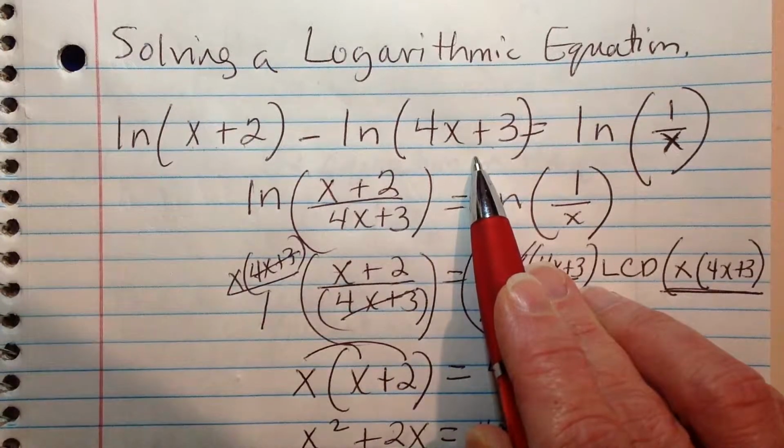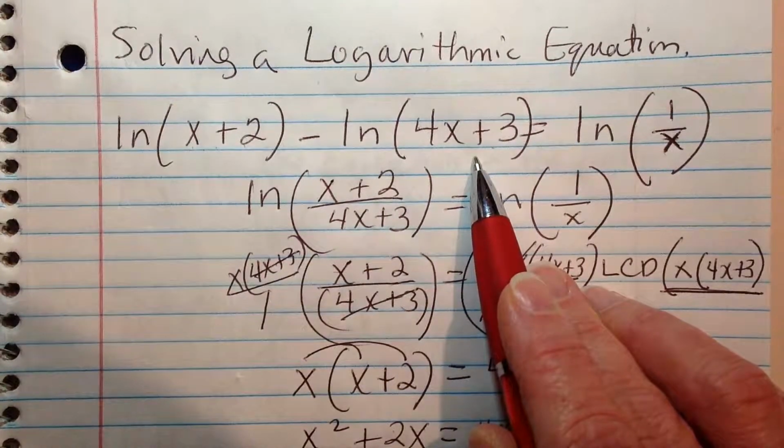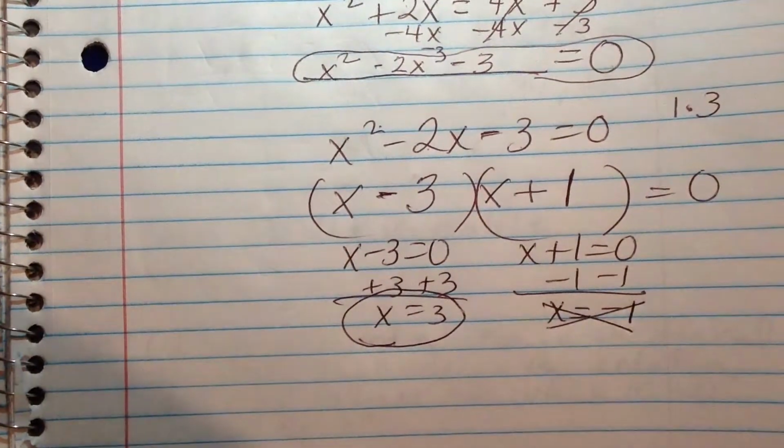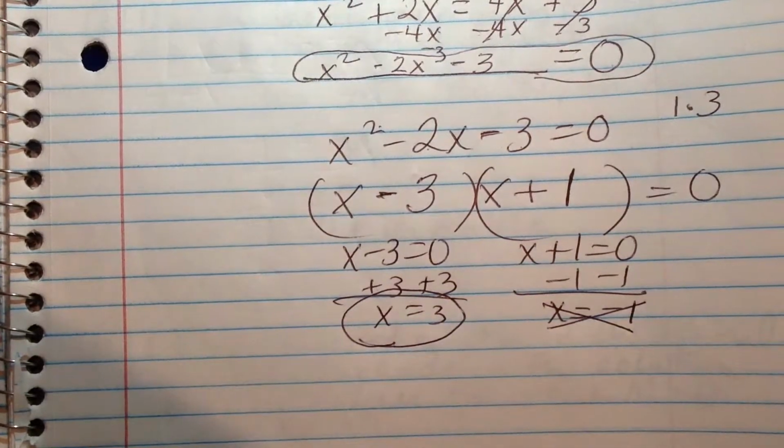Okay? So since negative 1 requires me to take the ln of a negative, and I cannot do that, therefore negative 1 cannot be an answer. So I will cross out negative 1. Therefore the only answer to this problem would be positive 3.